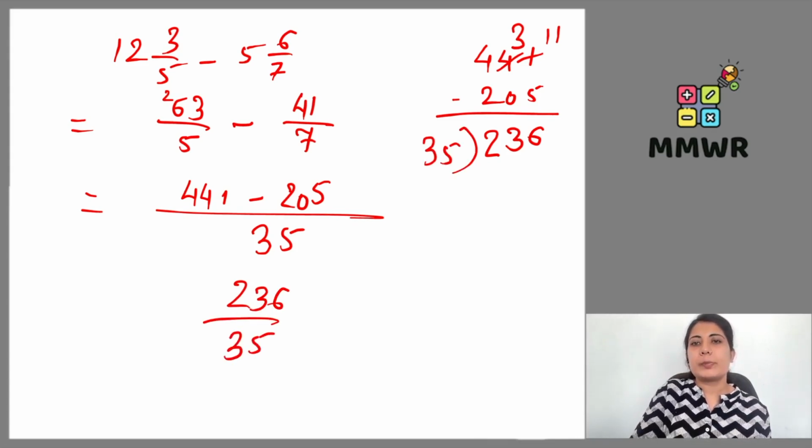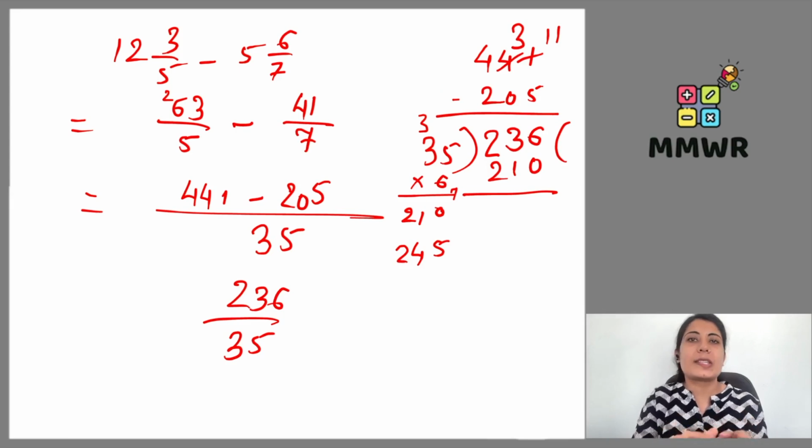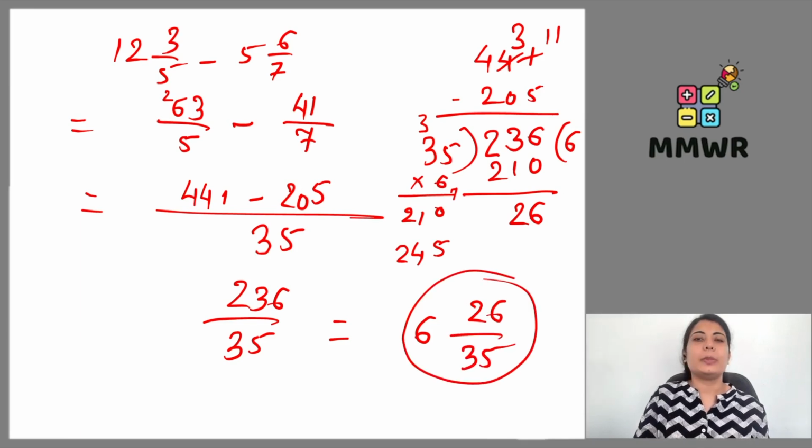Now we have to divide this by 35, which is going to give me 35 sixes: 6 fives are 30, carry over 3, 6 threes are 18 plus 3, 210, right? And the next number, 7 times, we will be getting greater than 210. We will be getting 245, which is greater than 236. So that can't be taken. So 6 times we are getting, and this gives the remainder 26. So the answer should be 6 and 26 upon 35. This should be the answer.